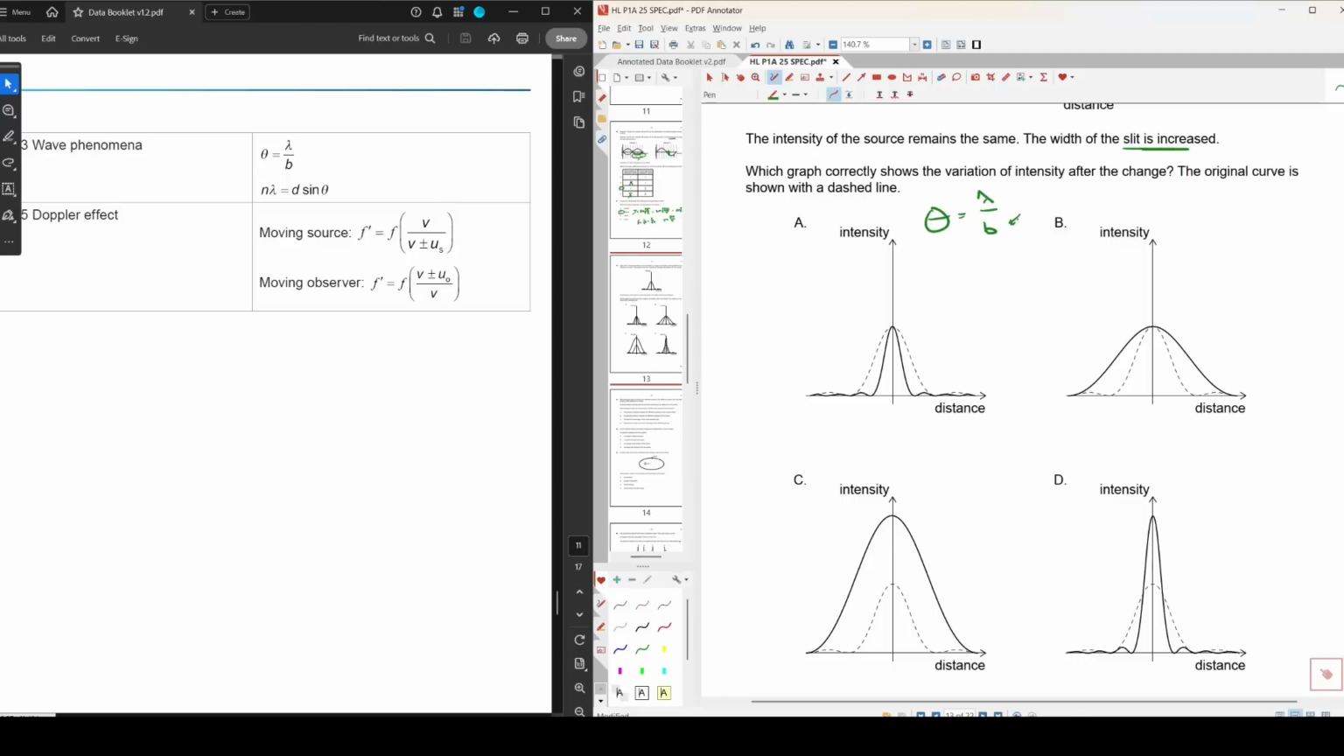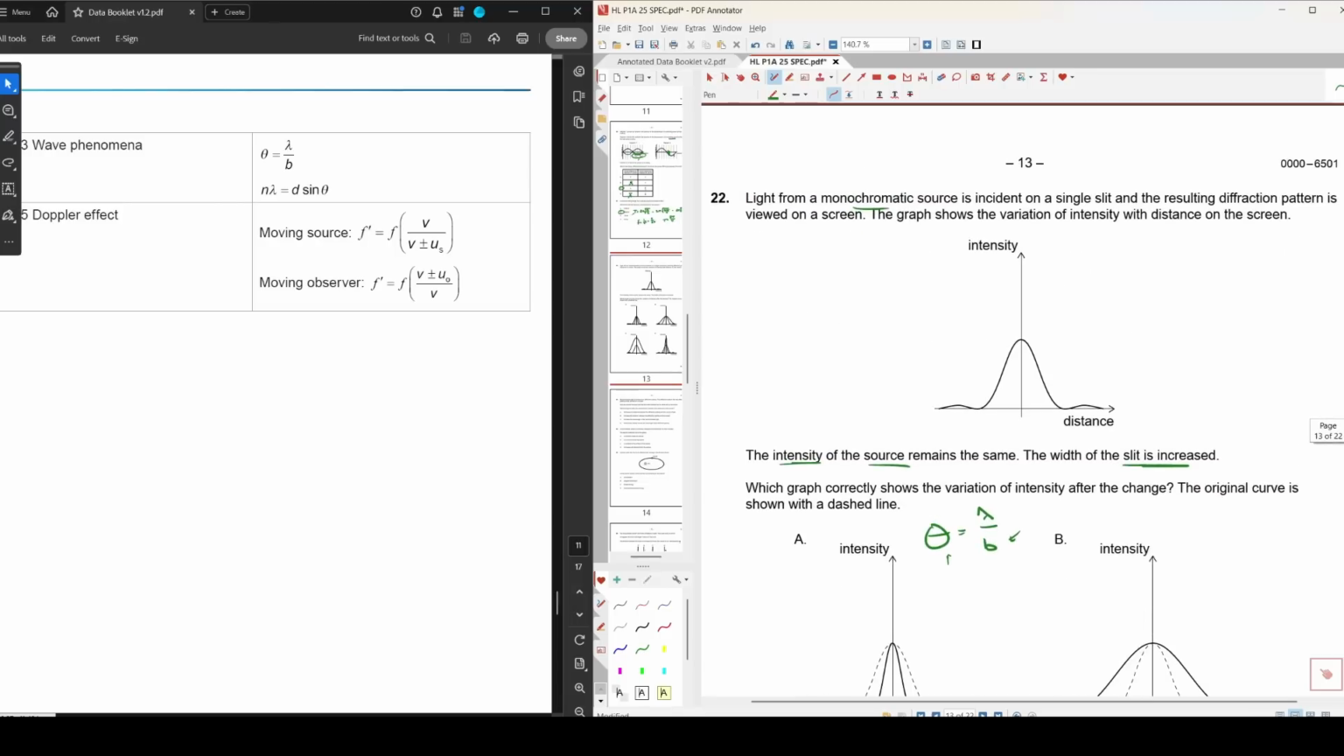The width of the slit is increased. That's b. b gets bigger, so theta gets smaller, so the peaks are going to come closer together. And then the trick is, does the peak get any taller? Well, I think yes, because the intensity of the source remains the same. You have the same total amount of energy, but it's being squeezed into a smaller space, so it's going to be brighter, right? It's like focusing the beam so the light gets brighter. So I think this has to be D.